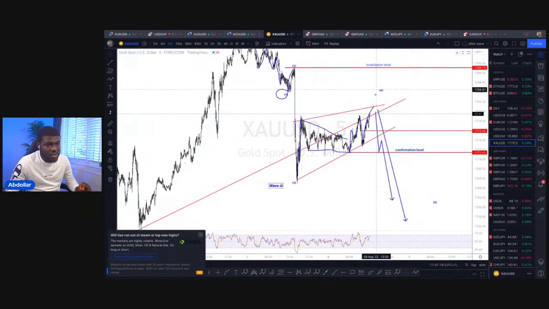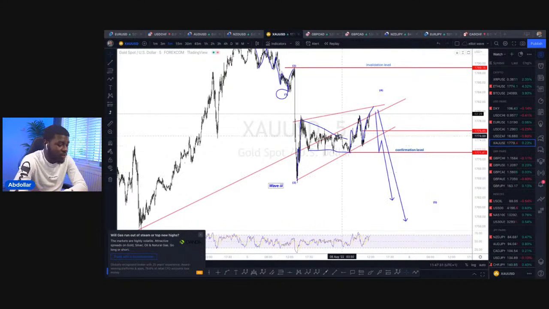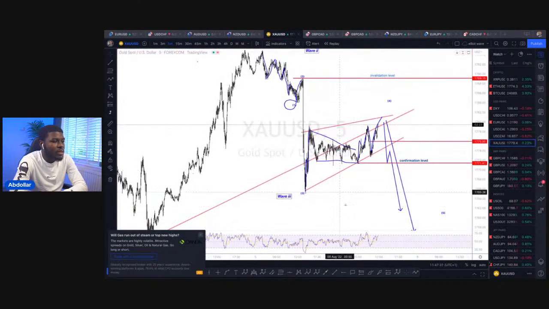I think it's currently obeying this chart pattern. If there is no breakout, we are not going to sell gold. So that is my take on gold, and that is my trading plan for gold. So that's it.